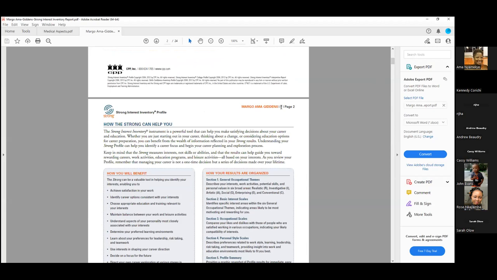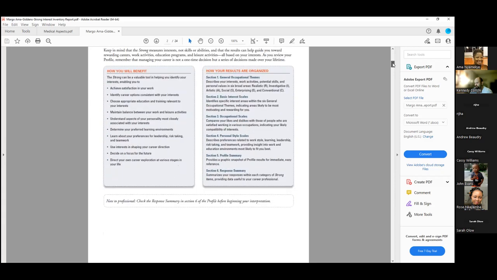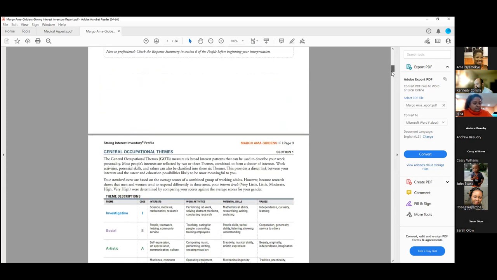Okay, so I'll just bring out the key points of what they do, the Strong. The top part right here will always show male or female. They're making some changes to account for the gender evolution that we're in now, but right now it's based off of how people respond. In addition to the six letters, the six personalities, you have different ways that they're categorized: general occupational themes, basic interest scales, occupational scales, personal style scales, and your profile summary. So just skim down.